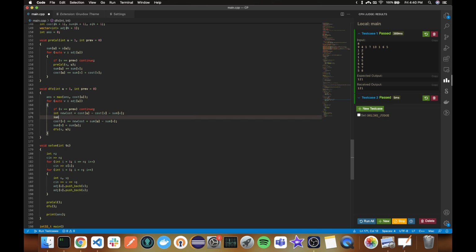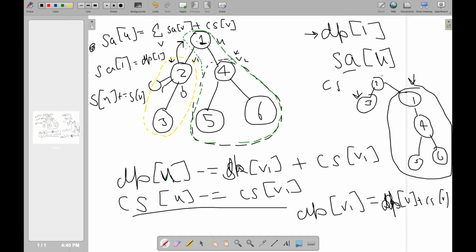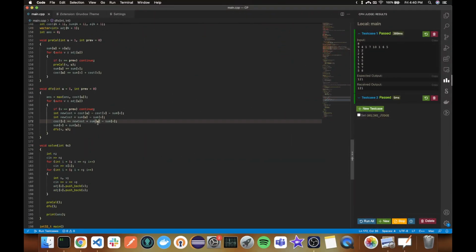I could have also done it like integer new cost, where the new cost for the old root would be this much. We subtract it; as you can see, this subtree gets subtracted out. And then we could have done new cost plus new sum. Now sum v plus equals new sum, where new represents the new cost or sum of our previous root. We are doing this temporarily for implementation's sake. And then we just DFS next time, and then we update again.